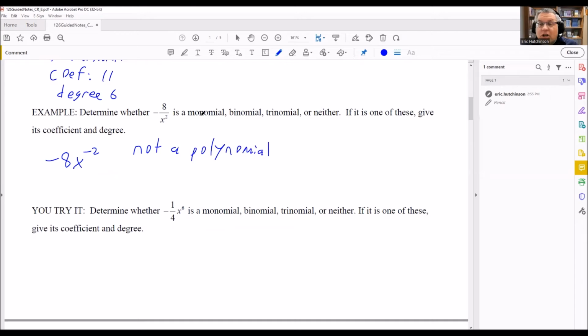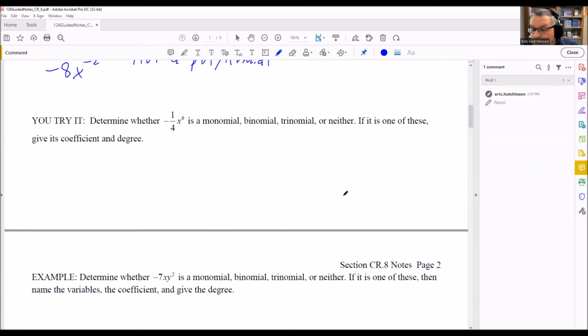Now, in order for it to be a monomial, binomial, or trinomial, it has to first be a polynomial because these three here are just a more specific type of polynomial. So in this case, because we have a negative power here, this is not a polynomial at all. So since it's not a polynomial, then we don't need to give the coefficient and degree. We only do that if it is a polynomial. So that's the end with that one.